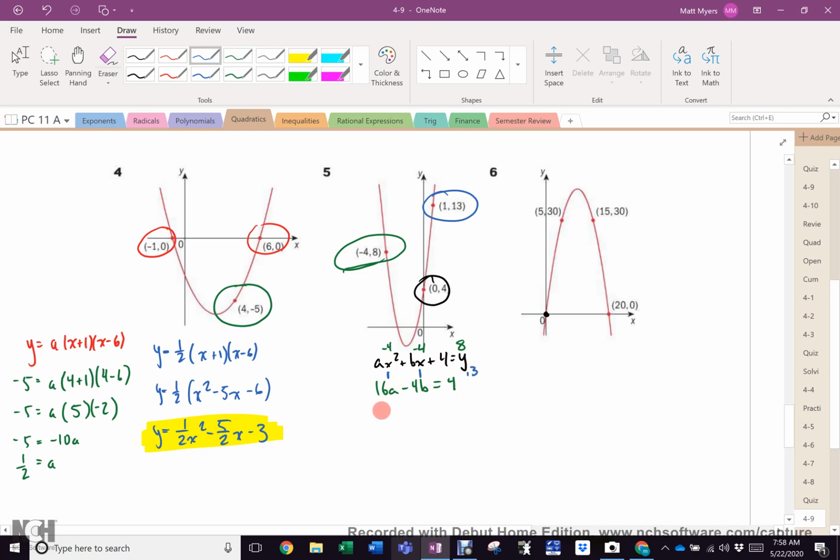So I'm going to get a plus b equals 9. So there is a system. So all I got to do is solve that like I solved it in grade 10. If I multiply this side by 4, I'm going to get 4a plus 4b equals 9.